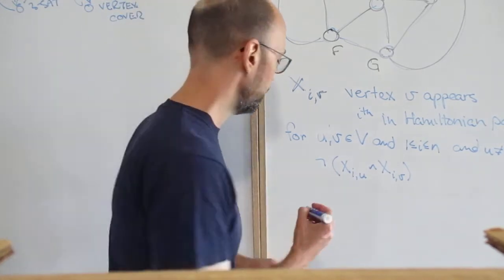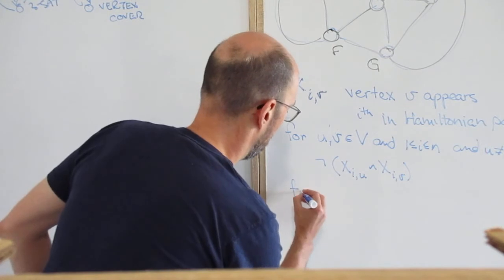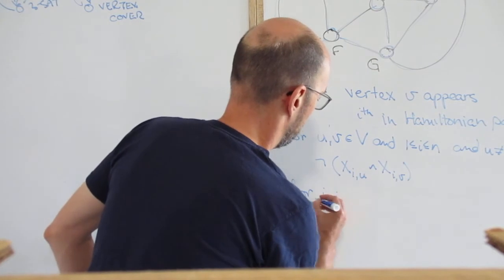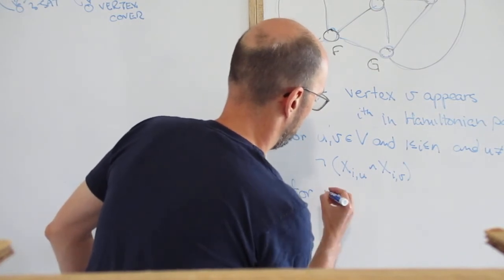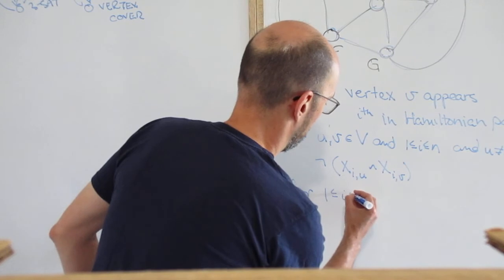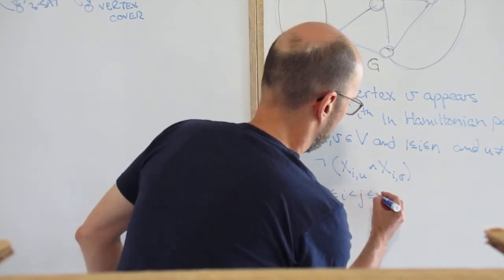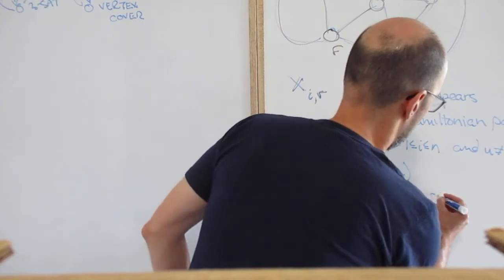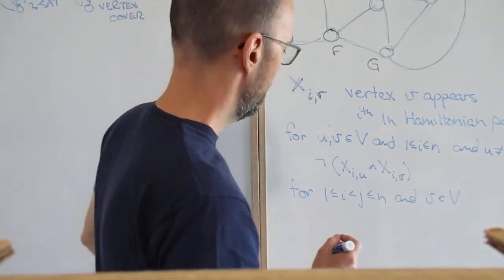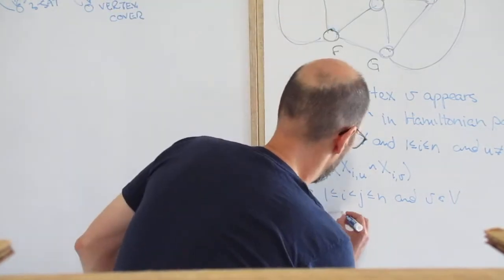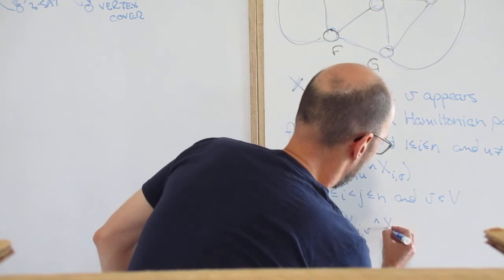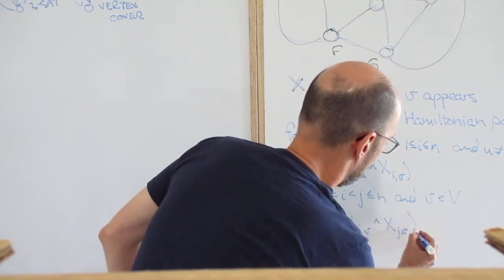Okay? And then you have for i, j, well, 1 ≤ i < j ≤ n, and v in V. So this is probably, this small camera can't see this anymore. We have not x_{i,v} and x_{j,v}. Okay?